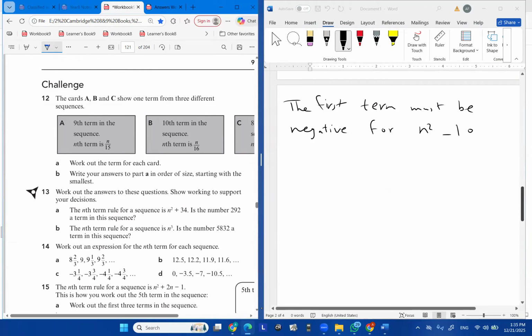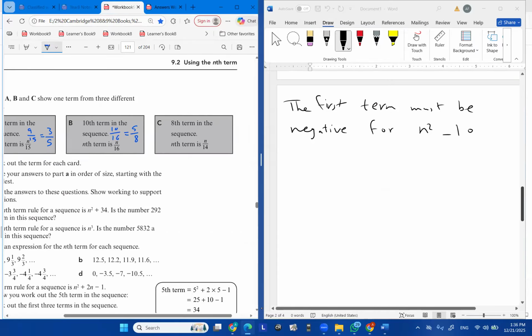The cards A, B, and C show one term from the three different sequences. Work out the term for each card. Let's do it. Ninth term in the sequence, nth term is 9n over 15. So it's going to be 9 over 15. Divided by 3 is going to be what? 3 over 5, right? But here in Mr., 10th term, which is 10 over 16. Simplest form is going to become divided by 2 is 5, divided by 2 is 8.